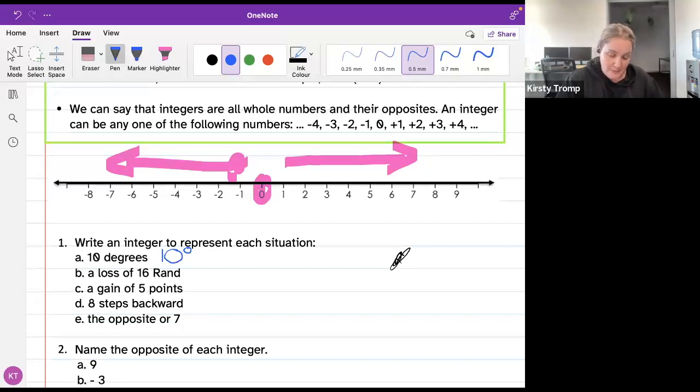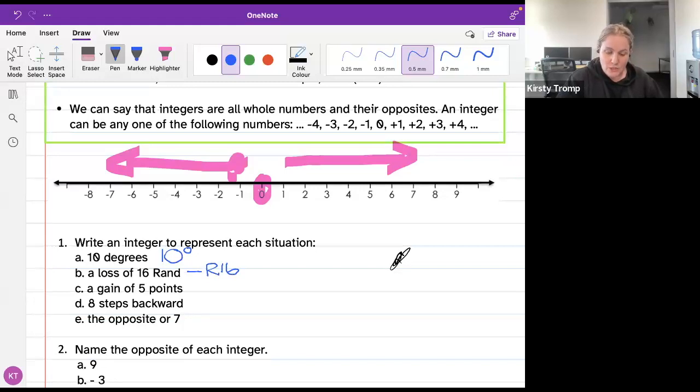Next question, B: a loss of 16 Rand. A loss, what does it mean if I lose something? It's actually a negative thing. So am I going to get a plus or a minus? Good. Well done, everybody. A loss, so a minus of 16 Rand. I must remember to put my Rand sign, and I've got 16.